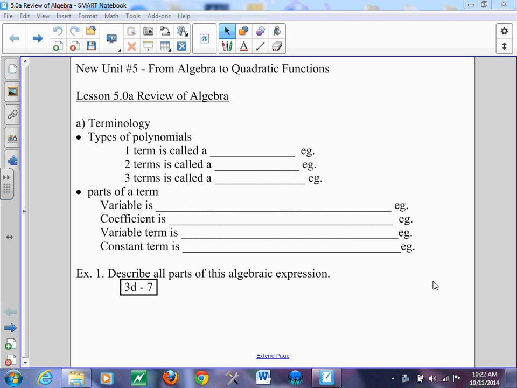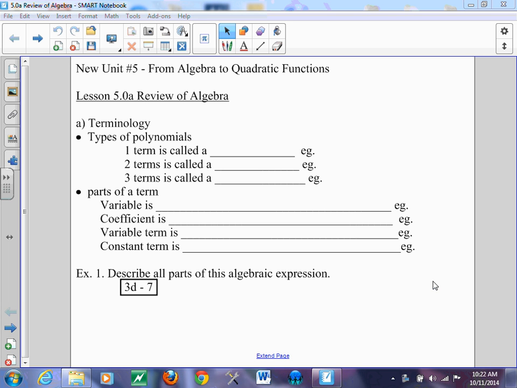Today, in this unit, we're going to start taking a look at transferring algebra to quadratic functions. I know we just did a quick Unit 4, which introduced the quadratic, the different forms of the quadratic, and transformations of the quadratic. We will come back to that information after we do the algebra part.